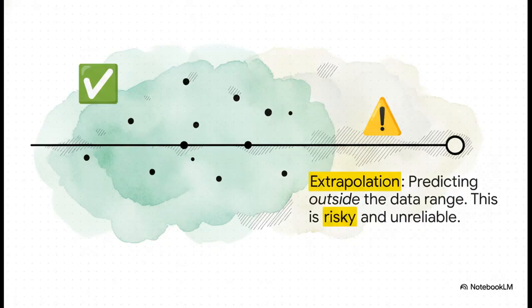So here's the bottom line. Making predictions inside the range of your data, that's called interpolation, is generally safe. But trying to predict far outside that range, extrapolating, is super risky. Why? Because you have zero evidence that the trend you found actually continues. The relationship could totally change, and your model would be flying blind.